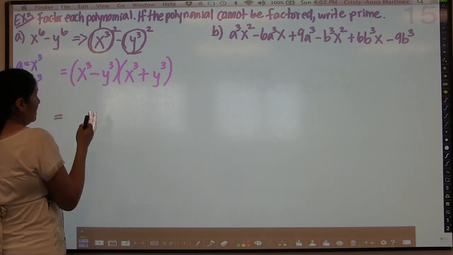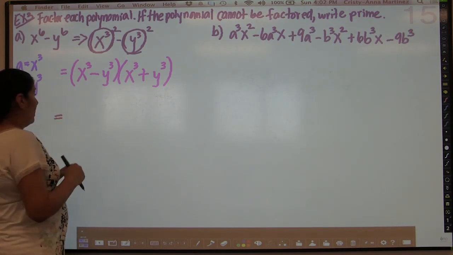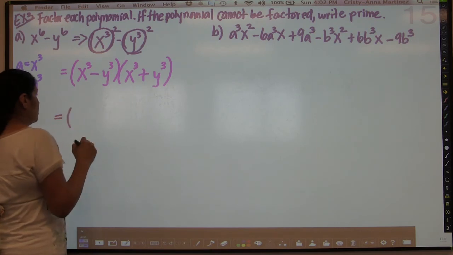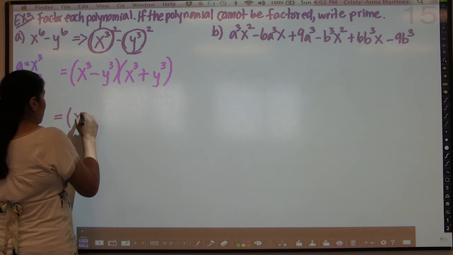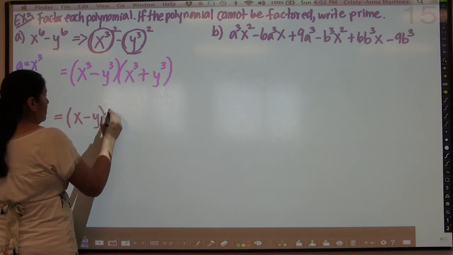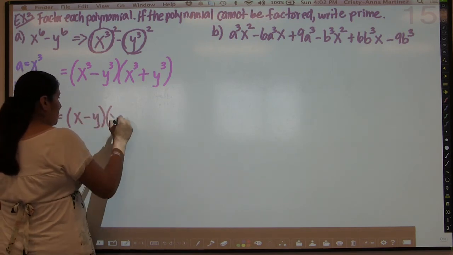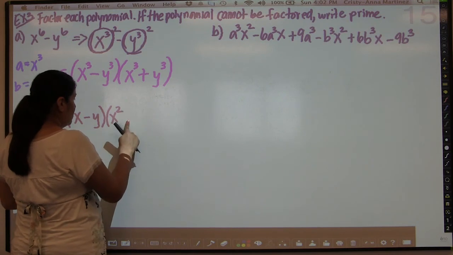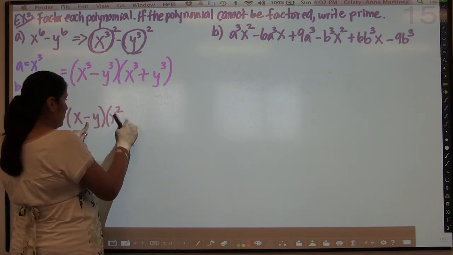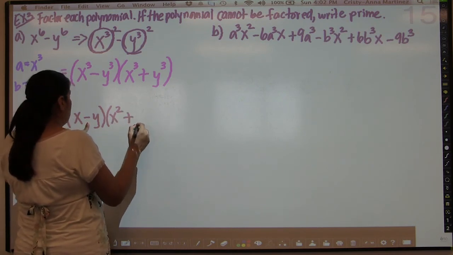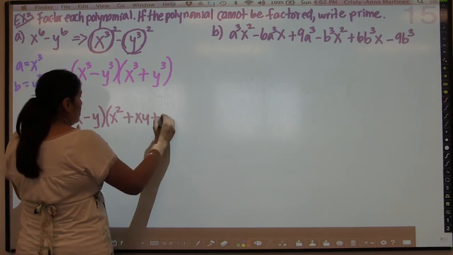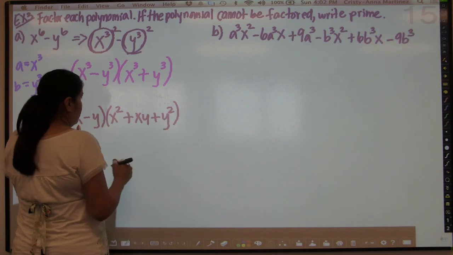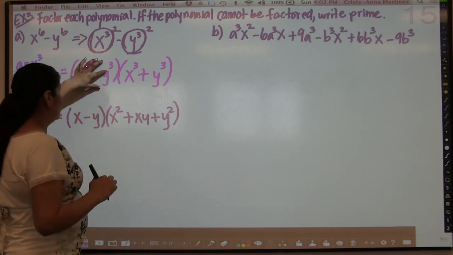So, we're going to use our SOAP. In this case, it's really simple. A is x and b is y. So, remember that SOAP means the S stands for same sign. So, I'm going to go x minus y. And then I'm going to get x squared. And my next sign is going to be the opposite of this one, which is a plus. And this time I'm going to go a times b, or x times y. And then plus b squared, or in this case, plus y squared. Alright, and that's for this guy.